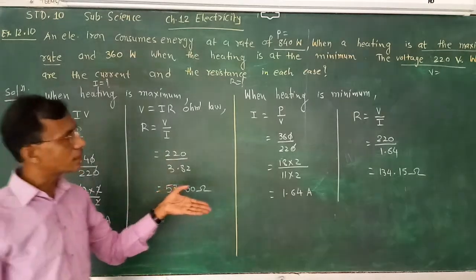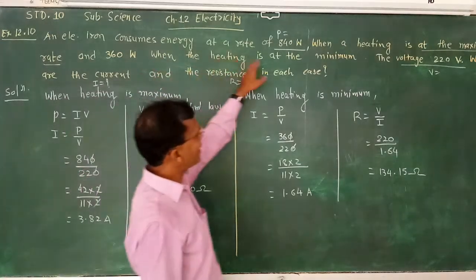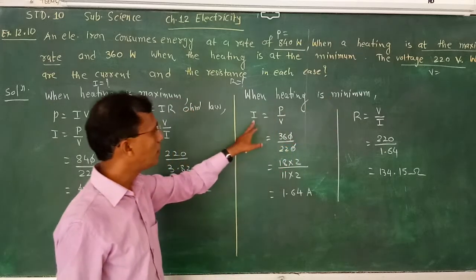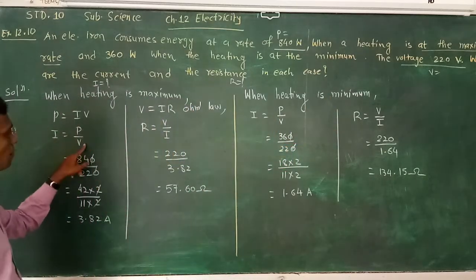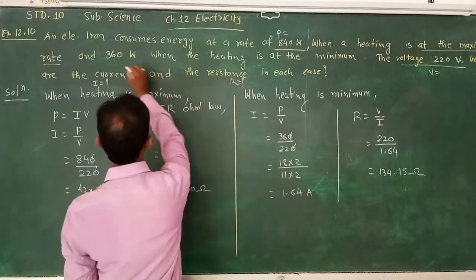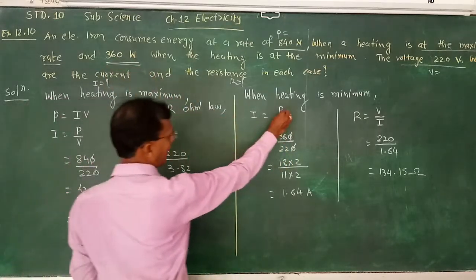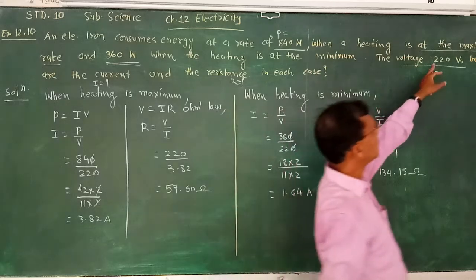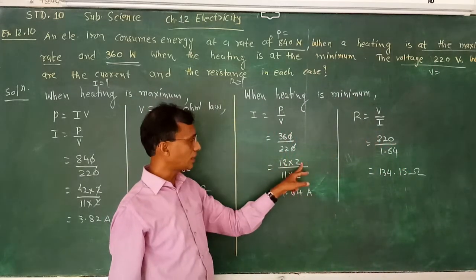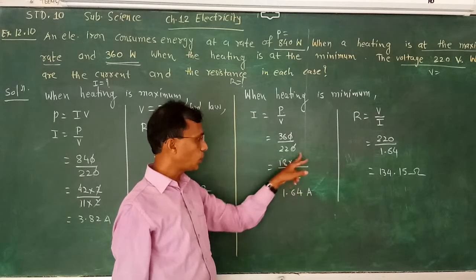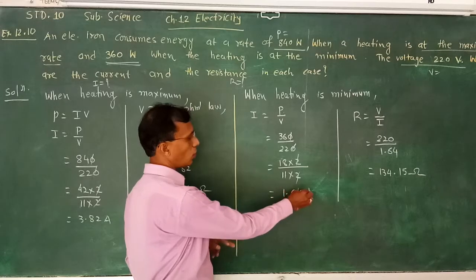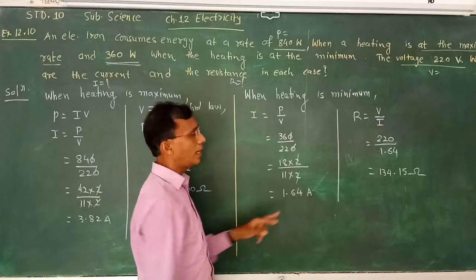Now in the second case, when the heating is at the minimum rate, current I is equal to P upon V. Same process: power P is equal to 360 watt for the minimum rate, upon V equal to 220. Simplify and divide, we obtain 1.64 ampere. Current is measured in ampere.